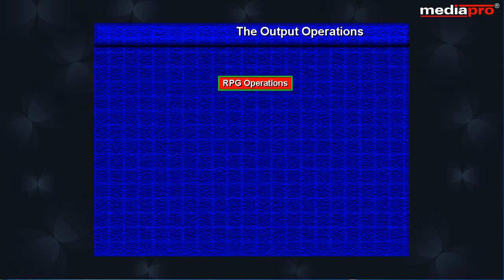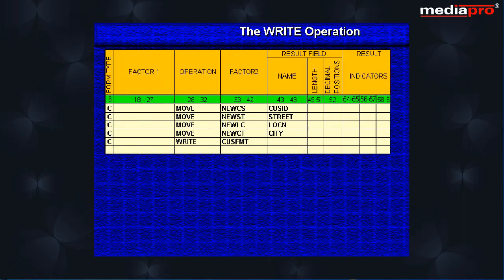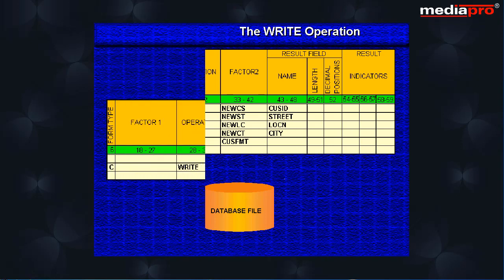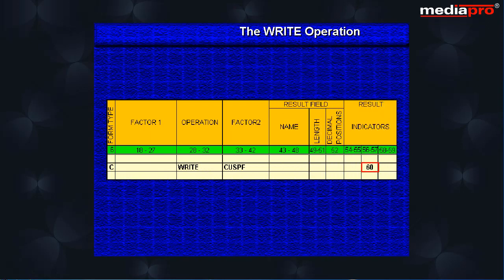There are two RPG operations that allow you to output records to a file: write and EXCPT. The write operation requires a record format name in factor 2. It causes the current values of all the fields in the record to be written to the database file. An indicator can be coded in positions 56-57 to signal an error.